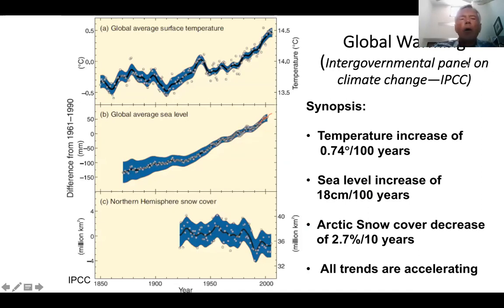I want to move to the last dimension of the discussion of temperature change, and that has to do with global warming. Obviously, this is something that you all are familiar with. It's been in the news. It's in the popular literature. It's something we think about and talk about all the time in terms of the future of this planet.